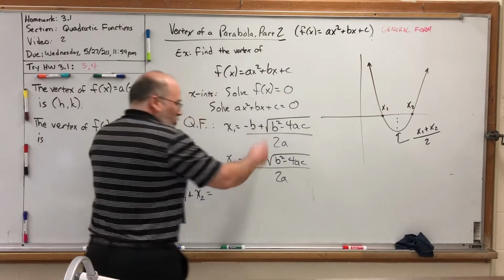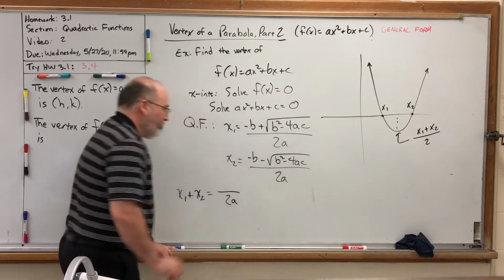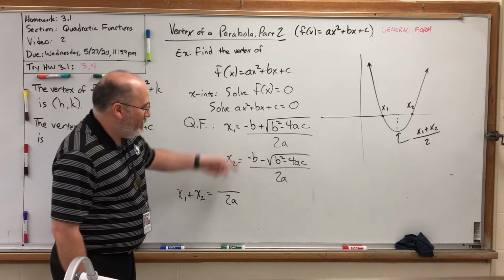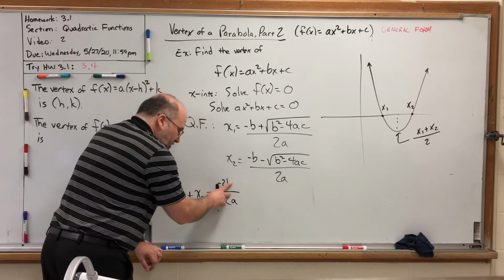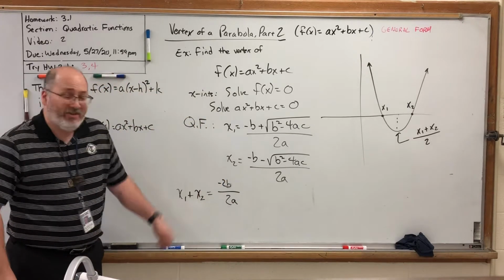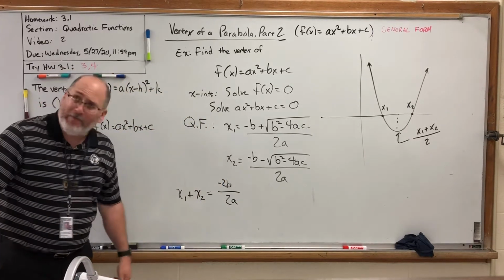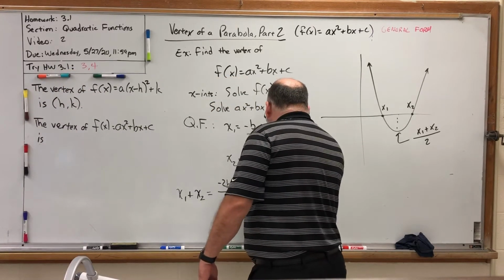So if I add my 2 x-intercepts, the common denominator stays the same. The negative b's combine to make a negative 2b, and the square roots cancel because one's a plus and one's a minus. So adding them actually cleans up really nicely, and it cleans up even better. You can reduce both sides by 2 and get negative b over a.